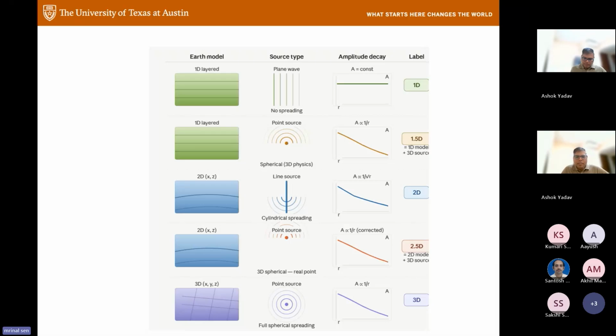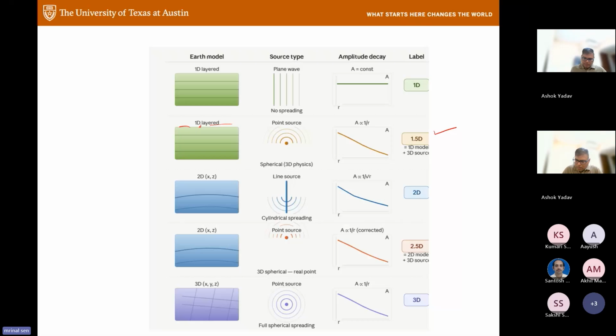But what we're also interested in is pre-stack, right? When you have a point source and we have a bunch of receivers. And in geophysics or exploration geophysics literature, this is generally known as 1.5D.